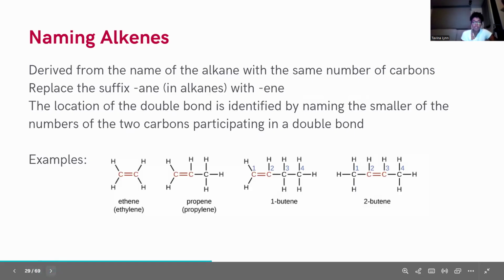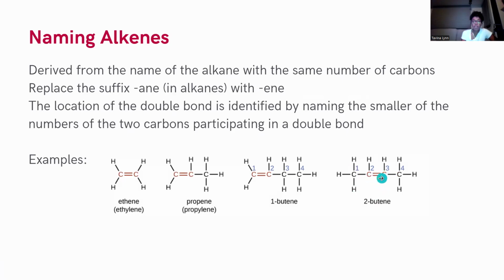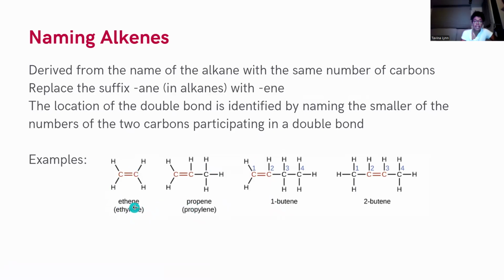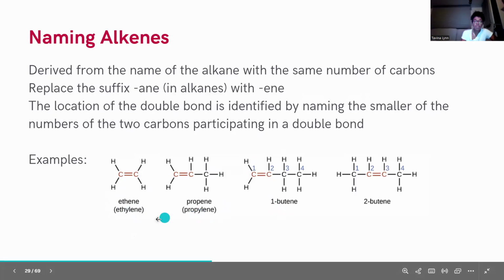So here are some examples. Let's go right here to this example. We've got 4 carbons. There's a double bond between carbons 2 and 3. So instead of naming this 3-butene, we name it 2-butene because it's the smaller of the numbers. We call this 1-butene because we have carbons 1 and 2 connected via a double bond. Propene, ethene. And these names you see in parentheses are just common names that are used.